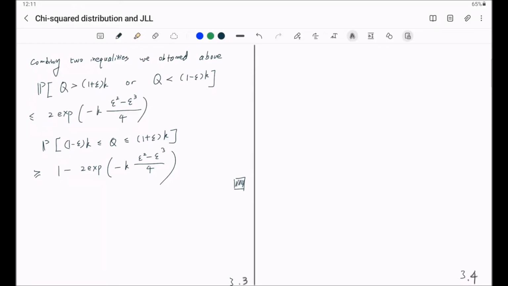As an immediate corollary to the concentration inequality for chi-square distributions, we'll give a concentration inequality for a Gaussian random projection, which I'm going to write as Lemma 2.